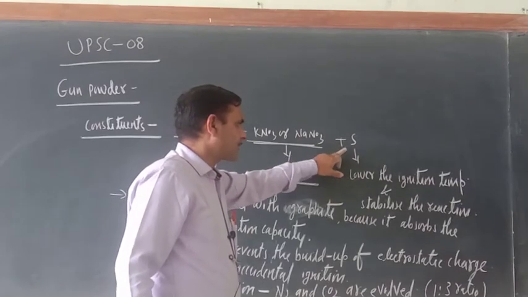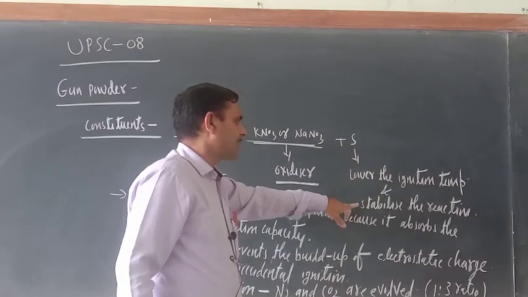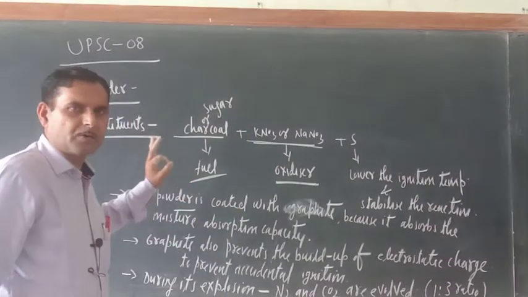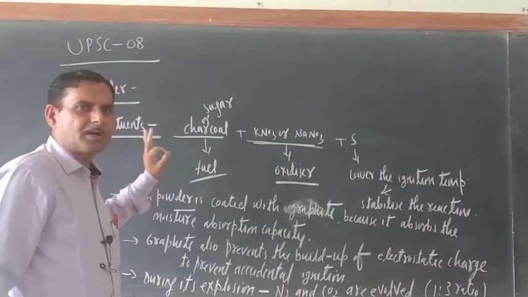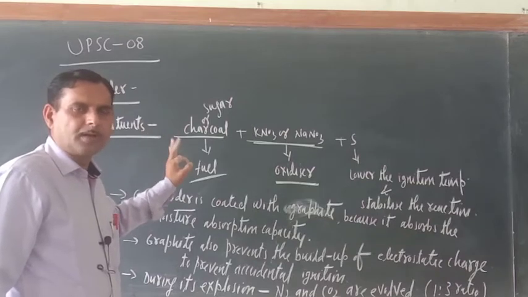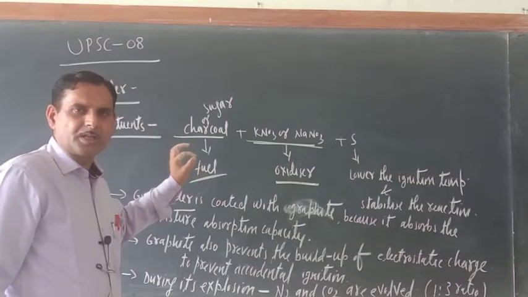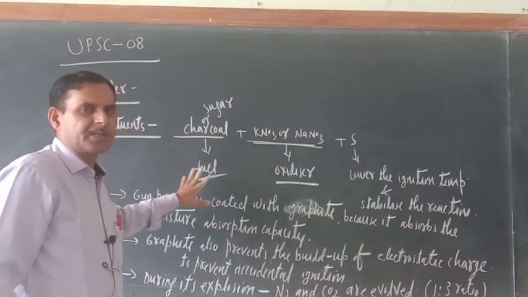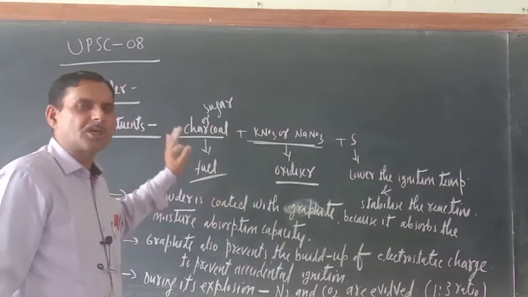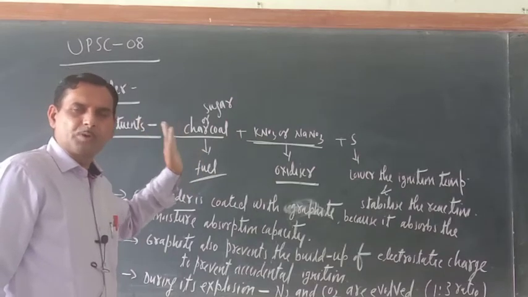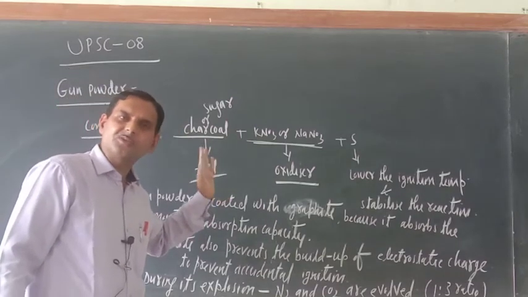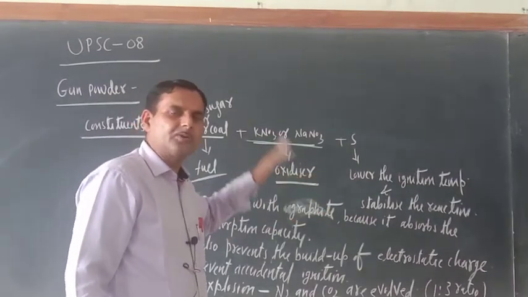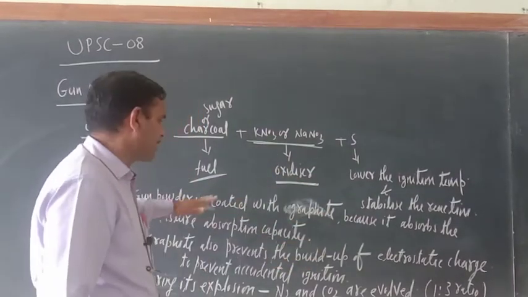What is the function of sulfur? It lowers the ignition temperature and stabilizes the reaction. So what are the chief constituents of gunpowder? The chief constituents of gunpowder are charcoal, potassium nitrate or sodium nitrate, and sulfur. All three have different functions. Charcoal is used as a fuel, potassium nitrate and sodium nitrate are used as an oxidizer, and sulfur is to stabilize the reaction and to decrease the ignition temperature.